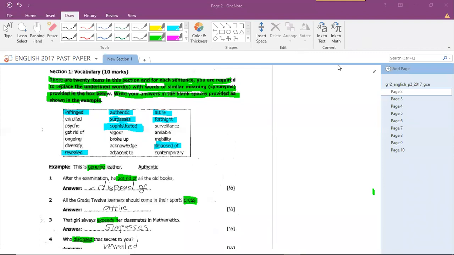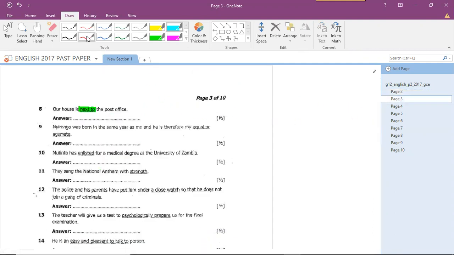All right, so I'll just continue the class. So the word that is similar to close to here among our given list will be adjacent to. So we're going to use the word adjacent to. So we highlight it as usual and say adjacent to. Okay, so let's go to question 9.